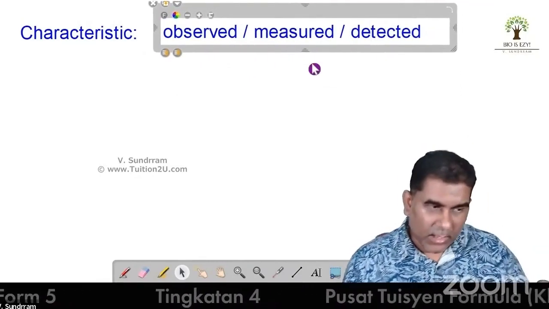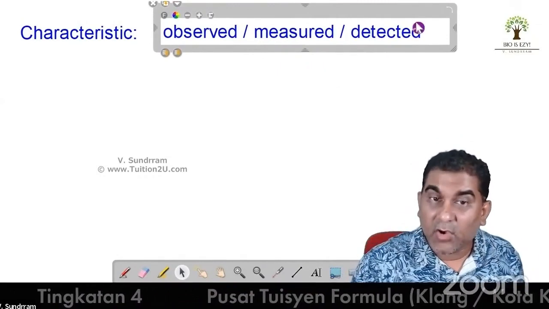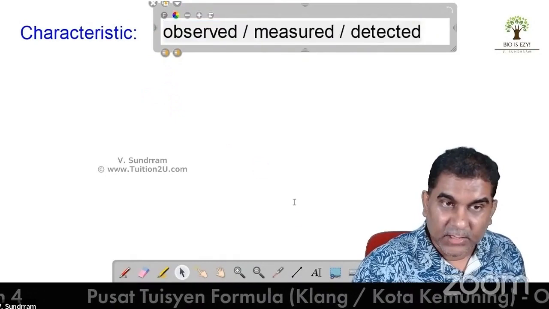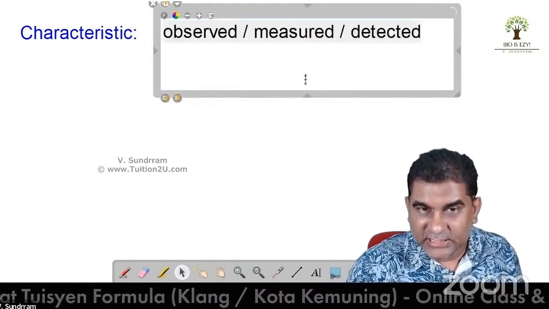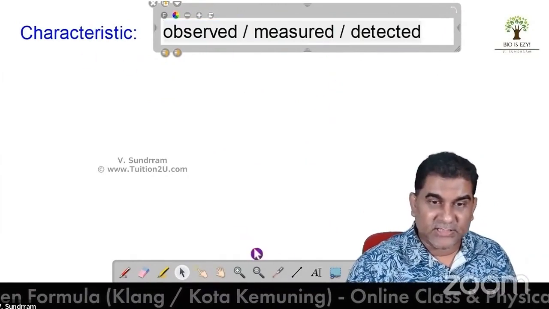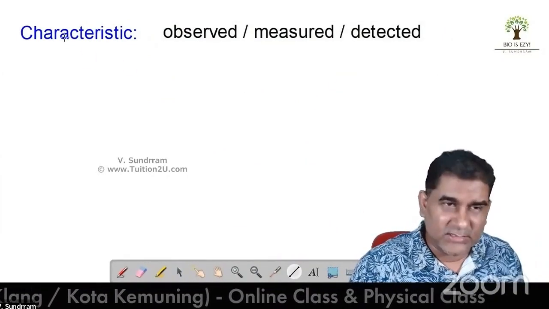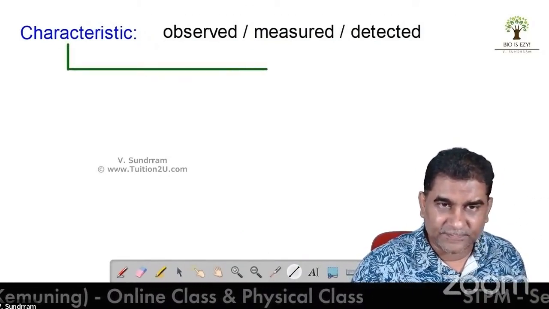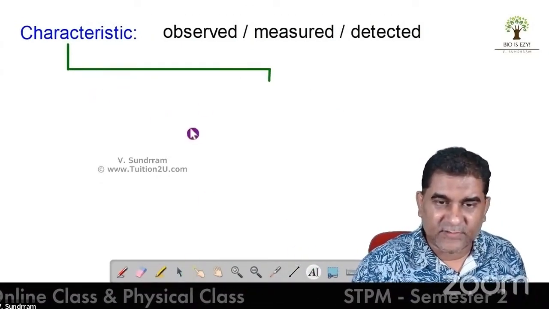Characteristics are something that can be observed, measured, or detected. So that is characteristic. An example of characteristic is, let's use something easy, flower color. So an example of characteristic is flower color.